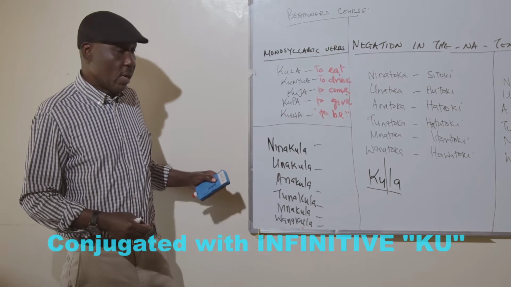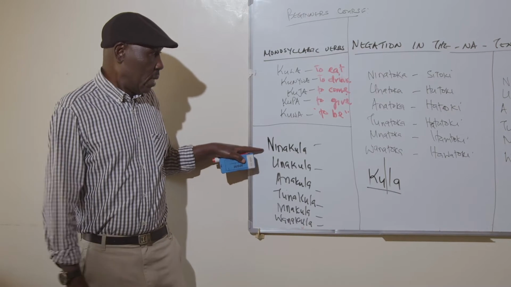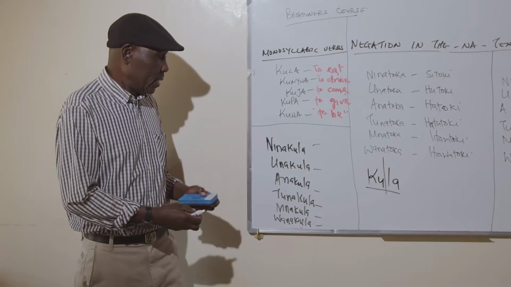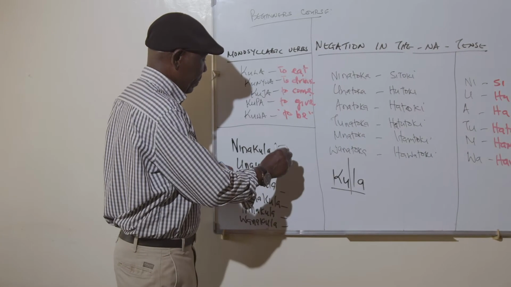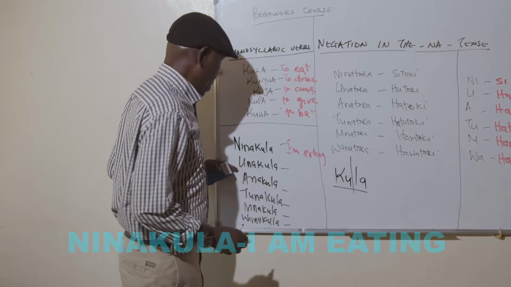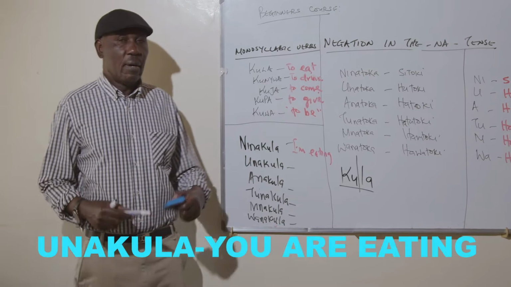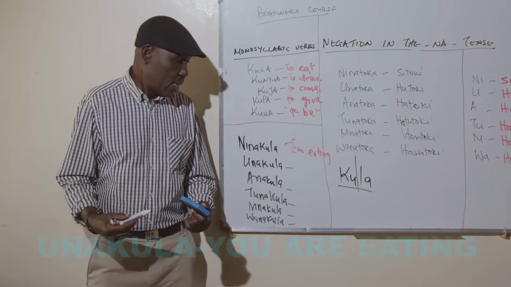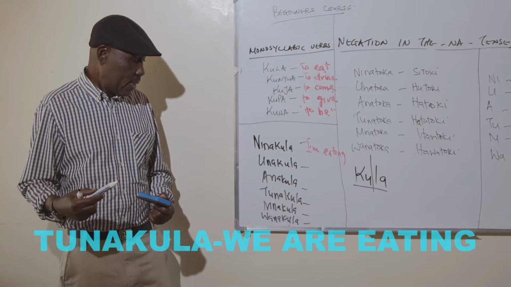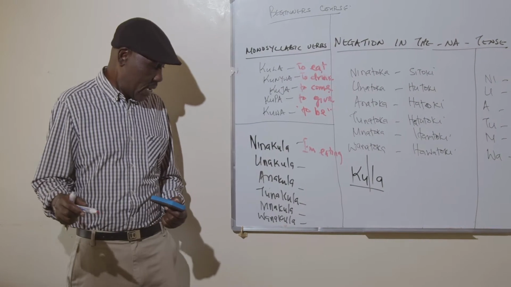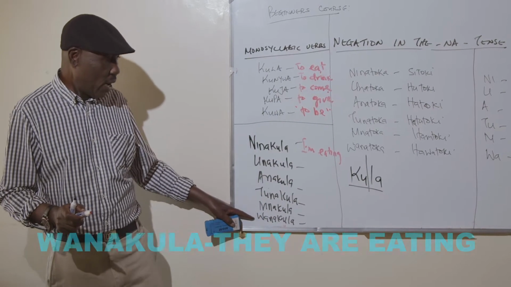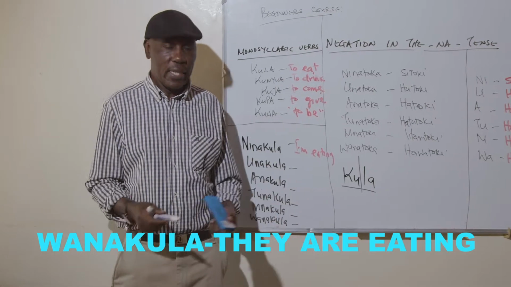For example, kula, to eat, you say ninakula, I'm eating. Unakula, you are eating. Anakula, he or she is eating. Tunakula, we are eating. Mnakula, you all are eating. Or wanakula, which is they are eating.